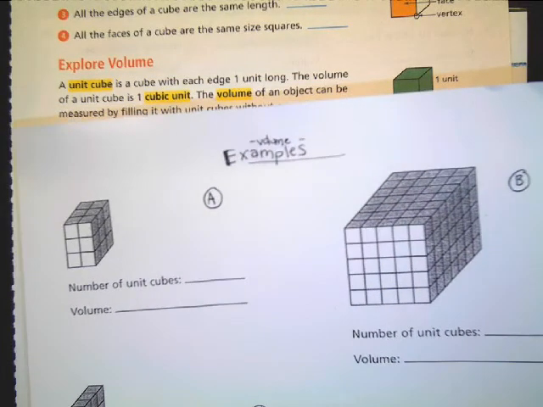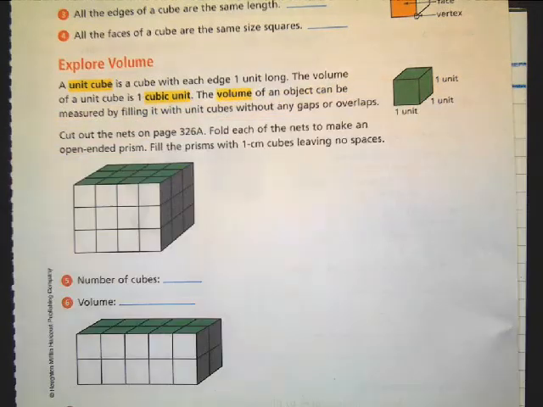This should be either at the front table or at the back. You'll need to find this paper. And then push play again on the video.